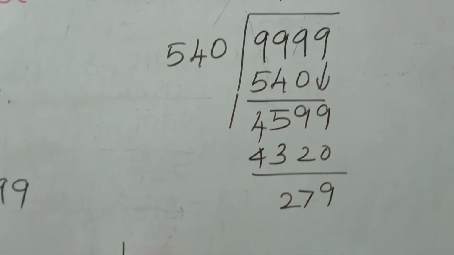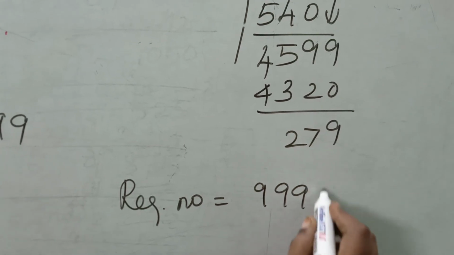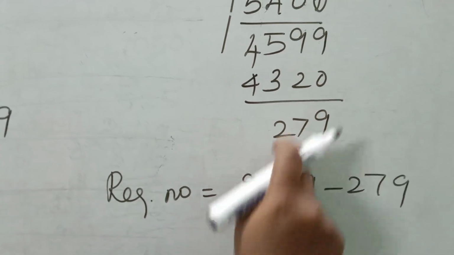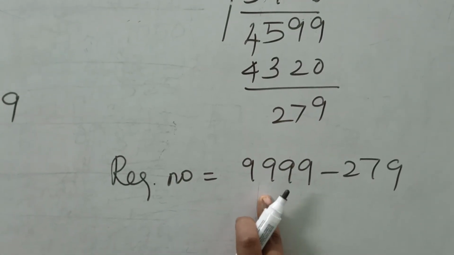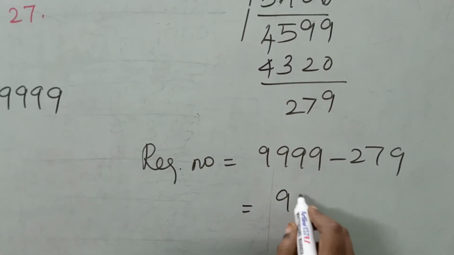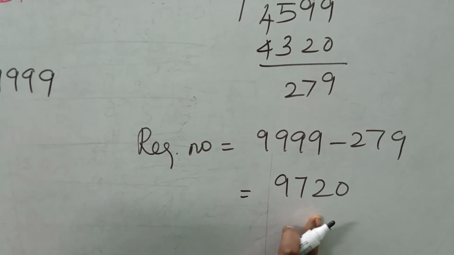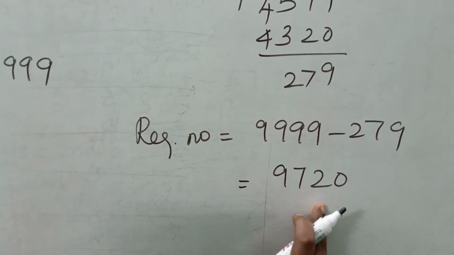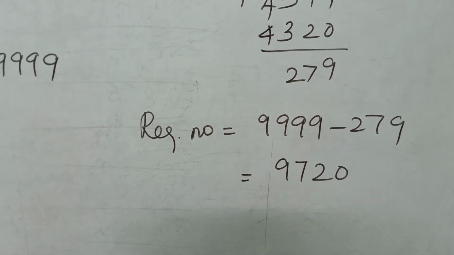Therefore, required number is 9999 minus 279. If the remainder is 0, we can take this number as the answer. But the remainder is 279, therefore we are subtracting it from 9999. 9999 minus 279 is 9720. This is the largest 4 digit number exactly divisible by 12, 15, 18 and 27. If you divide this number by 12, you get the remainder as 0. Similarly, by 15, 18, 27 also we get the remainder as 0.